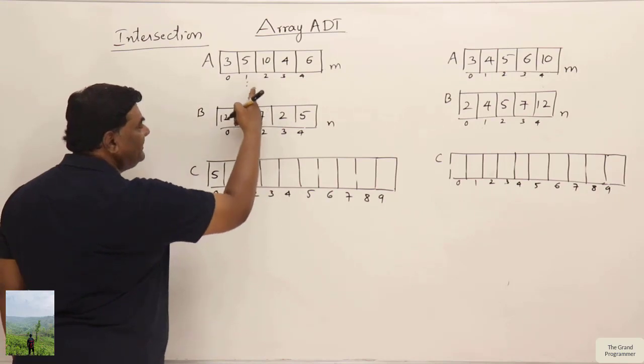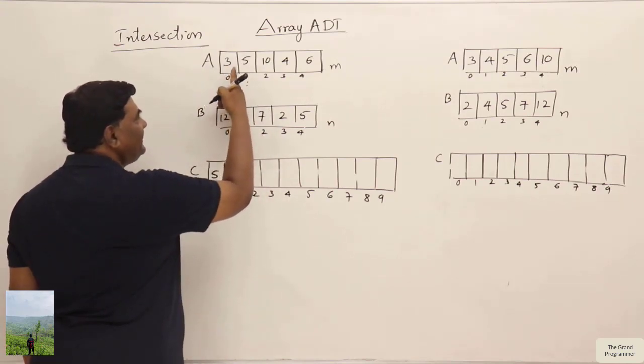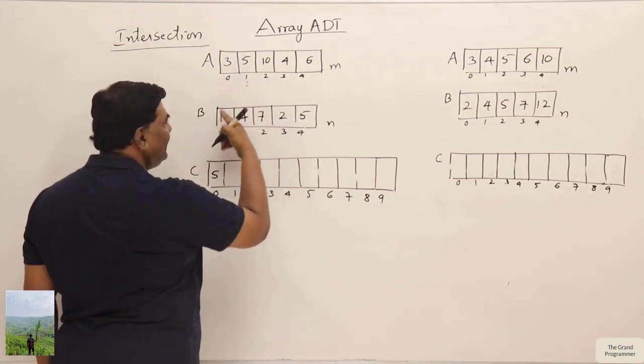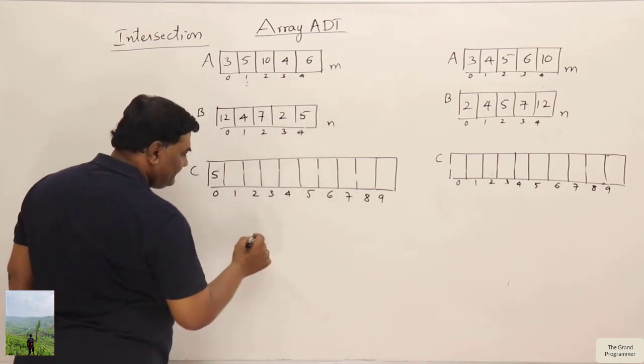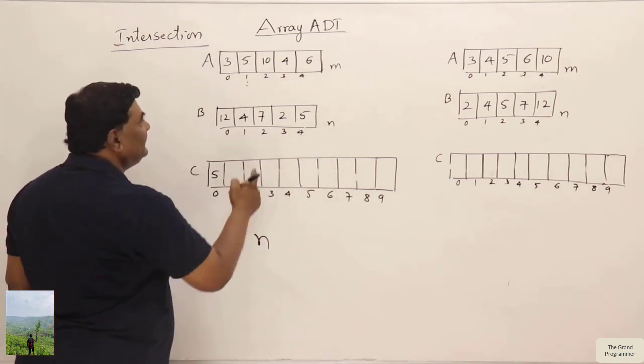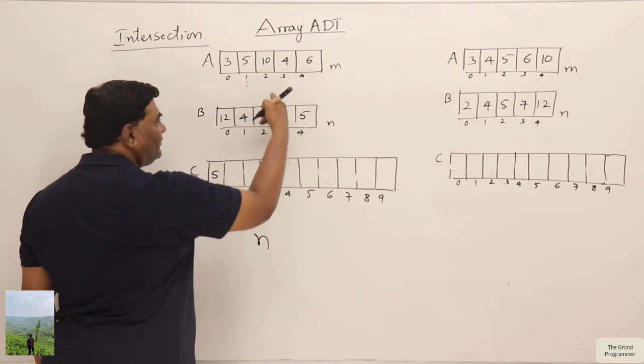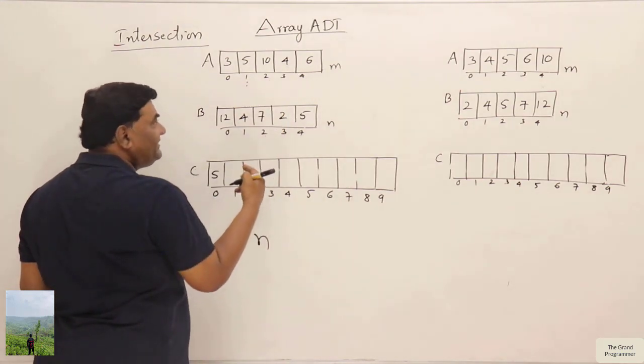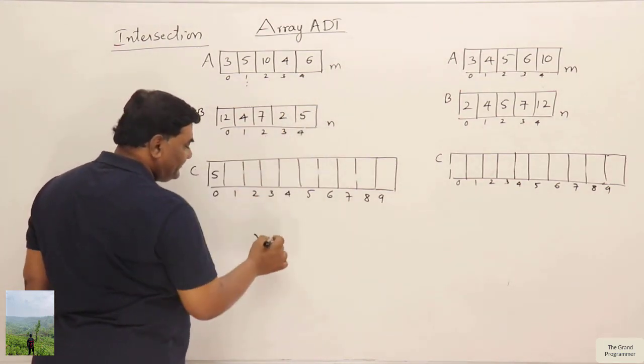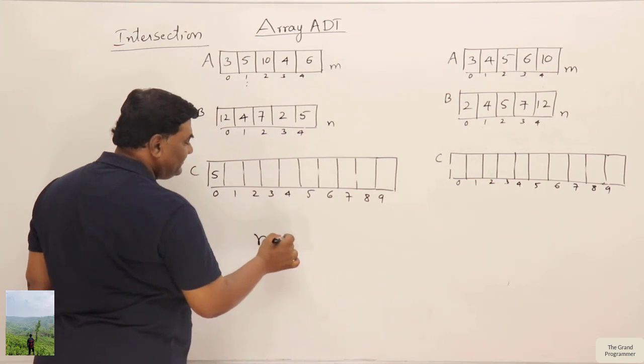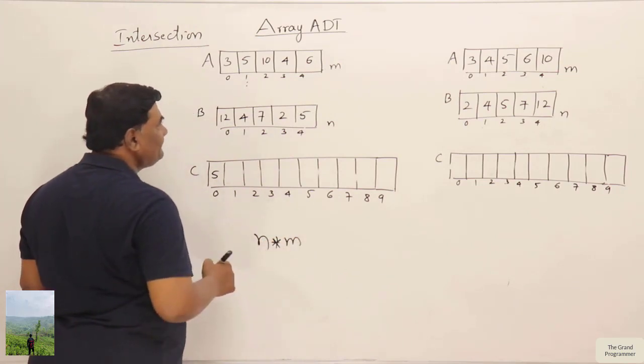So I am checking this element in this one. So I'm searching for that element here. How much time does it take to search for any element here? Like 5 I am searching. So it takes n time. Then search for 10 also. Search for 4 also. How much time does it take for all m elements? So this is m into n or n into m.